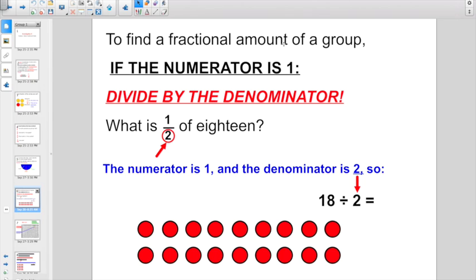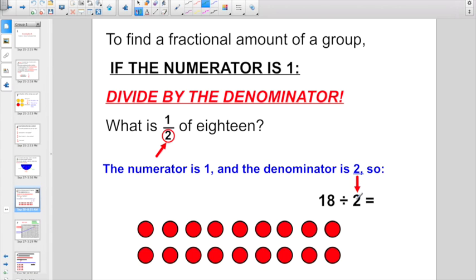To find a fractional amount of a group, if the numerator is 1, all you have to do is divide by the denominator. You're going to hear me say that a whole lot this year. If the numerator is 1, divide by the denominator. They might ask you a question like this: what is 1/2 of 18? Maybe you can do that mentally, or draw out 18 little circles and find half. But the easiest way is, if the numerator is 1 and the denominator is 2, all you have to do is divide by the denominator.